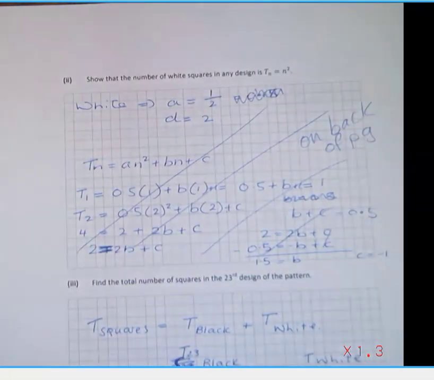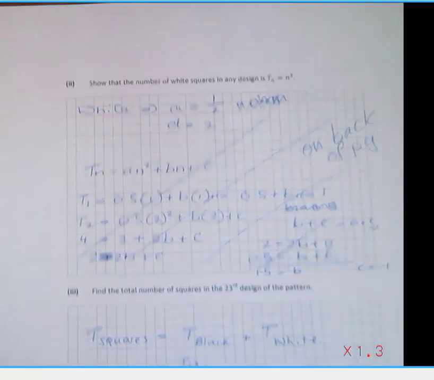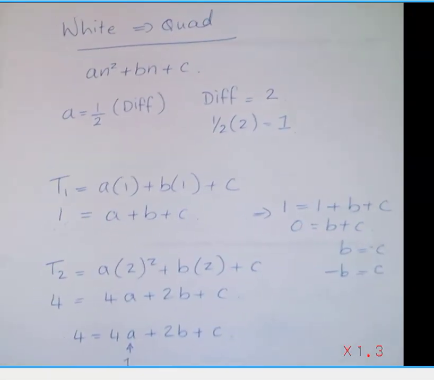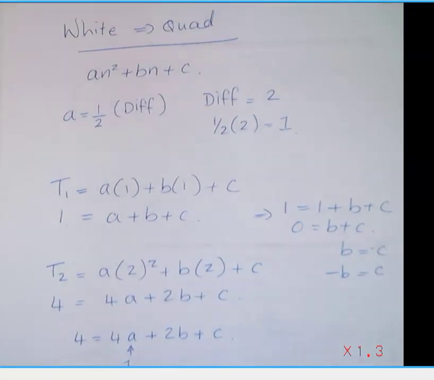Right. The next part, it says, show that the number of white squares in any design, Tn, is n squared. So I ran out of space on the previous slide, so I'm going to show you here. Your white is a quadratic formula. So your quadratic formula is an squared plus bn plus c. So it's your typical quadratic formula, but you're writing it down with n's instead of x's. Your a is half your difference. Right, so in your linear equations, your a is your first term, but in your quadratic, your a is half the second difference. So in this case, our second difference was 2, so half of 2 is 1.